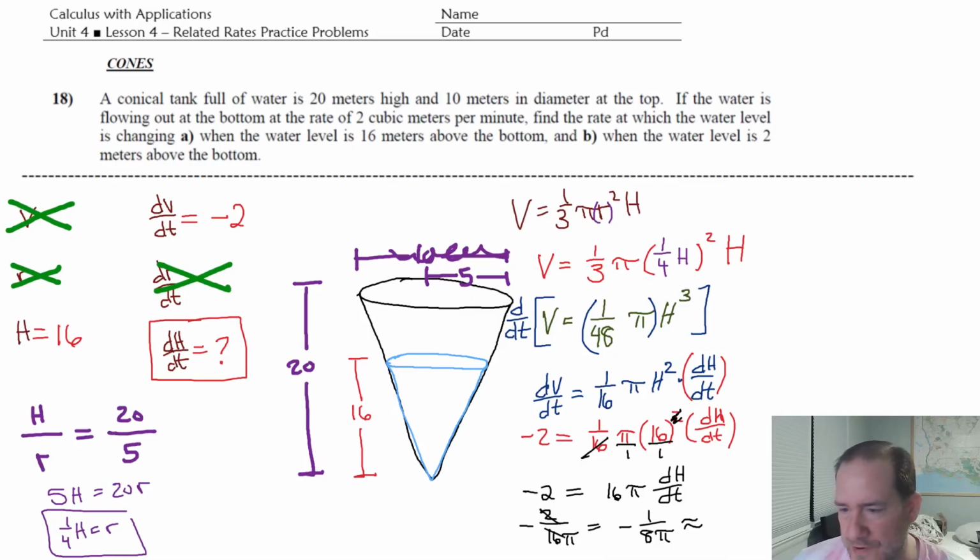let's hit the buttons on our calculator here, 1 divided by parentheses 8 pi. Remember, you got to put that denominator in parentheses or else it comes out wrong. So I'm getting -0.0398.